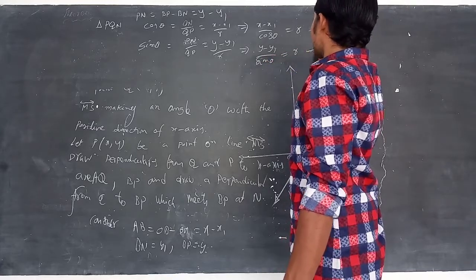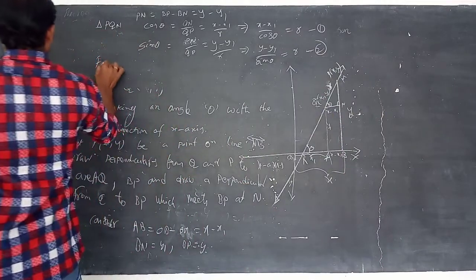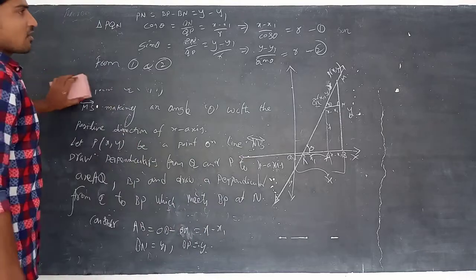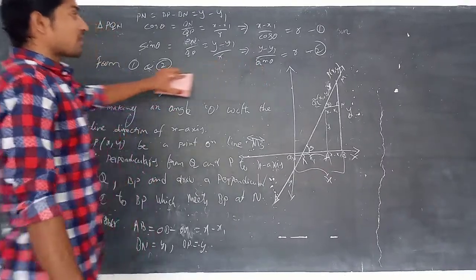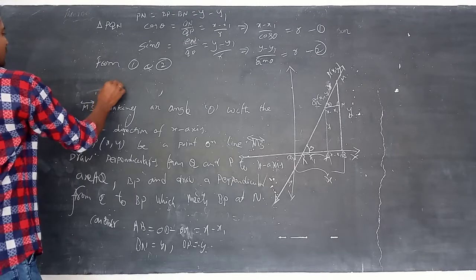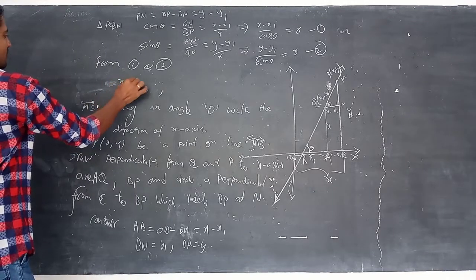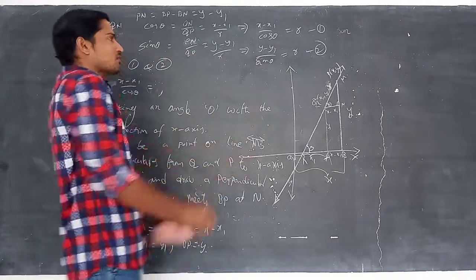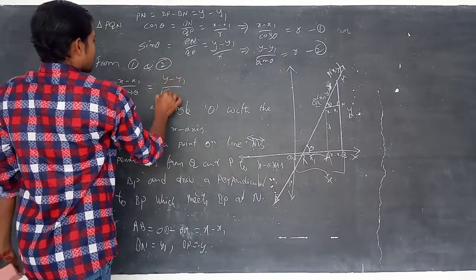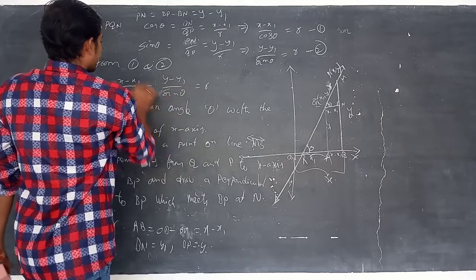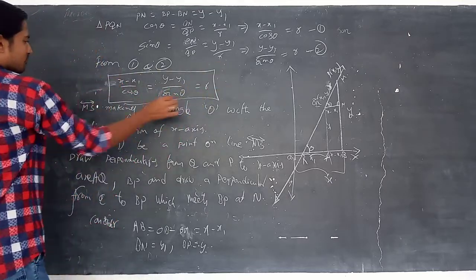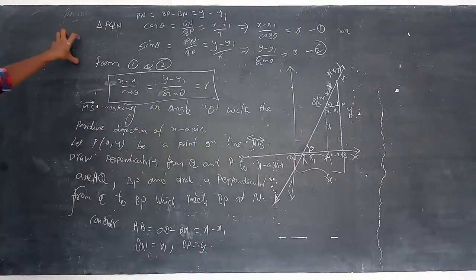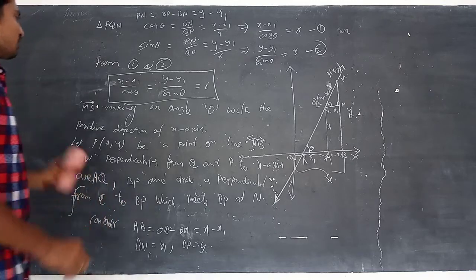Suppose 1, suppose 2. From 1 and 2, x minus x1 by cos theta equal to r. Instead of r, write y minus y1 by sin theta, which is equal to r. So hence proved. Clear? That's it. So this is the symmetric form of a line, the symmetric form of a line equation.